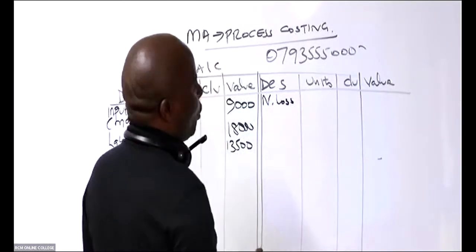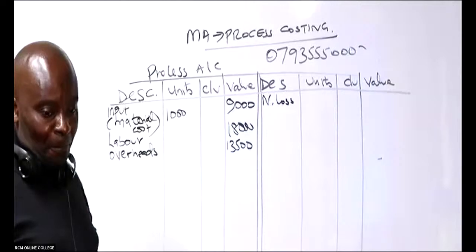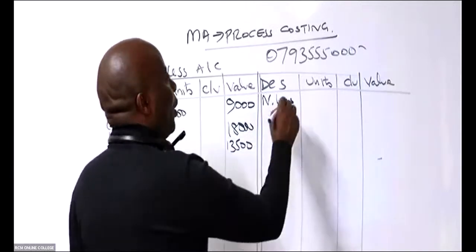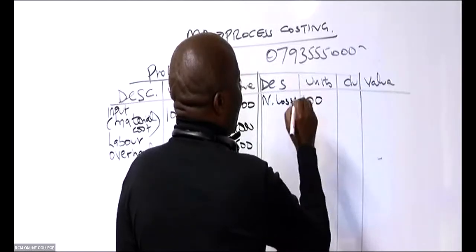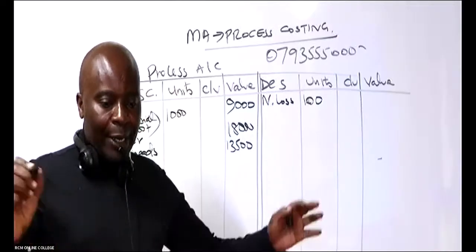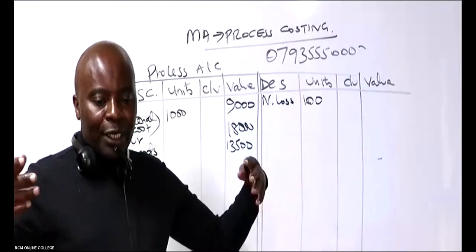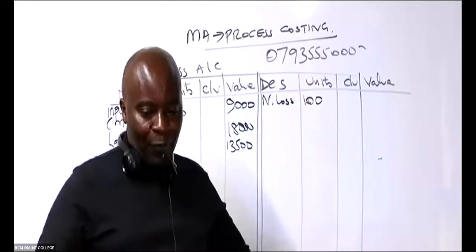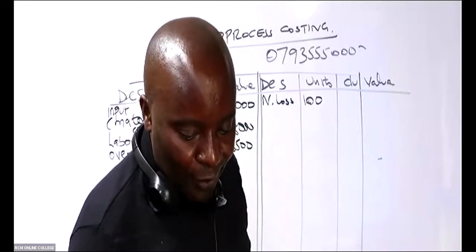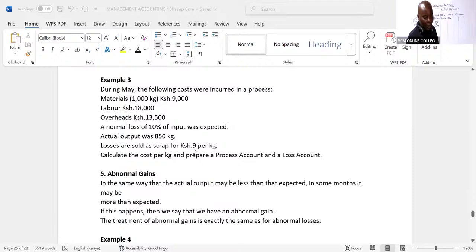Are you able to remember the normal loss units? 100. What do we normally do with normal loss units? We scrap them, sell them at a throwaway price. If it is given there, we shall always sell them. We multiply them by the scrap value. So has the scrap value been given in this question? You can see in this case, losses are sold at a scrap value of 9.